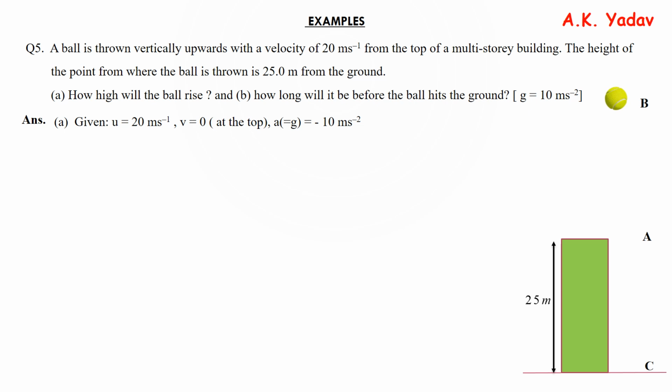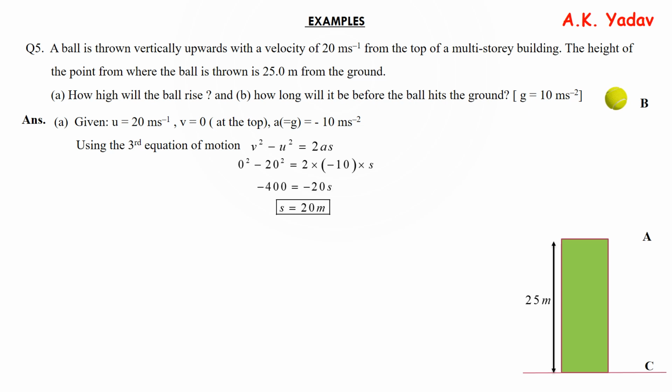So the initial velocity is 20, final is 0, because at the top the velocity reduces to 0. a is minus 10 because the ball is projected upwards. So let's use the third equation of motion, that is v square minus u square is equal to 2as. Let's put all the values, and on solving we get s is equal to 20 meters. That means the distance between A and B is 20 meters. Let's do the B part. So the time taken to move from A to B is (v minus u) upon a. So (0 minus 20) upon minus 10 gives 2 seconds.